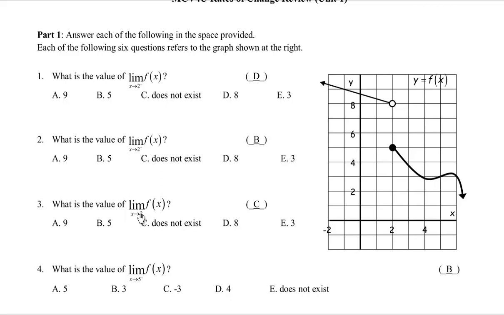And so to evaluate the limit of this function as x approaches 2, because these two limits are different, one's 8 and one's 5. If the right-hand limit and the left-hand limit are different, then the limit is said not to exist. So that's why C is the correct answer for question number 3.